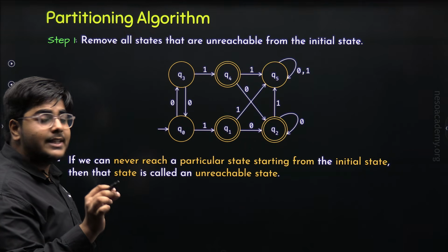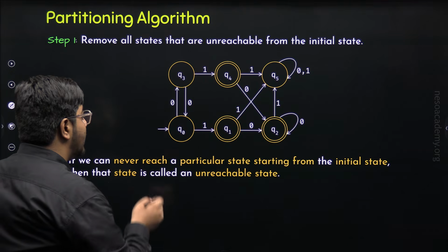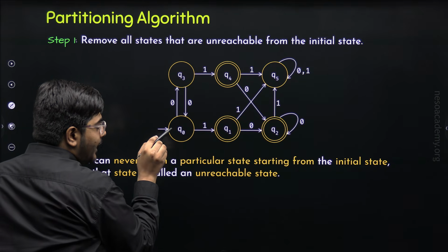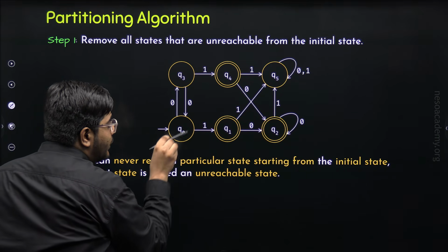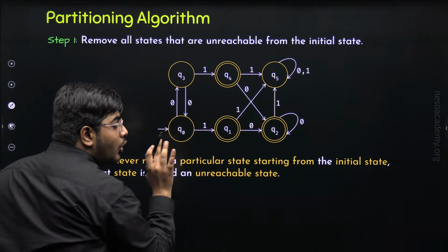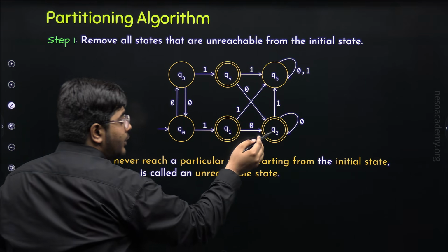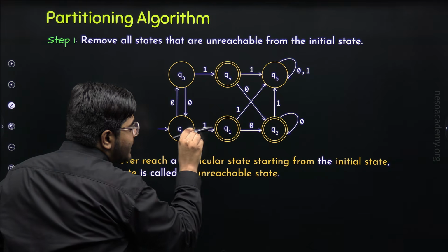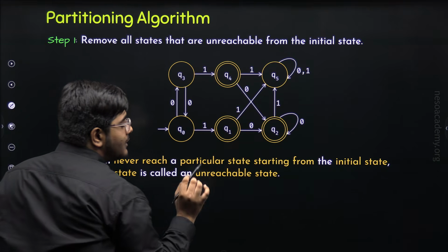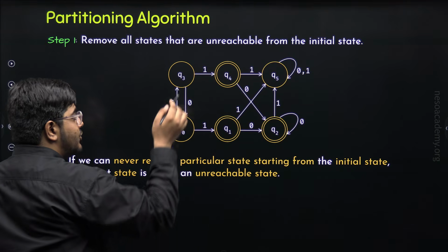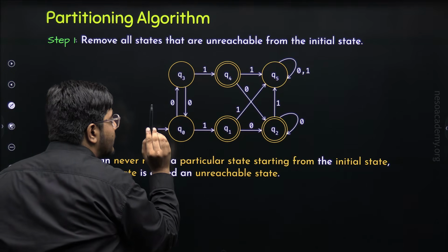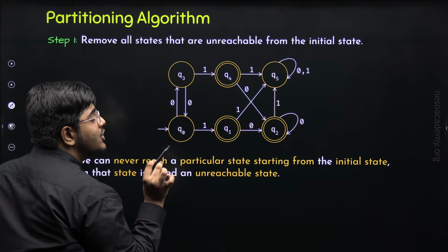So let's check all the states from the state Q0. We will start from the state Q0 and let's check the state Q1. Here you can see we can easily reach Q1 from Q0 from this transition. That is why Q1 is not an unreachable state. Now let's check Q2. From Q0, we can easily reach Q2 using these two transitions. That is why Q2 is also not an unreachable state. Now let's check Q3. From Q0, we can easily reach Q3 using this transition. That is why Q3 is also a reachable state.